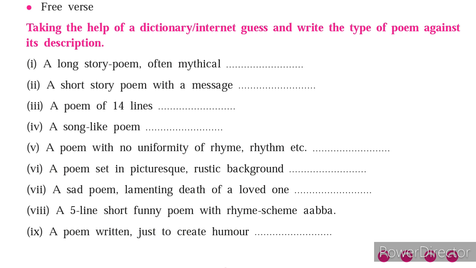So moving on to the next one, a 5-line short funny poem with a rhyme scheme AABBA. What is it? It is a limerick. Last but not the least, a poem written just to create humor. The poem which is written just to create humor is known as a humorous poem, right? So this is what the poems and their descriptions are all about. I think you would have understood, students.